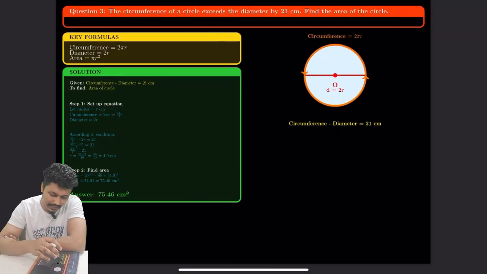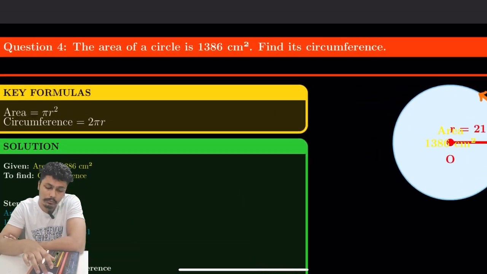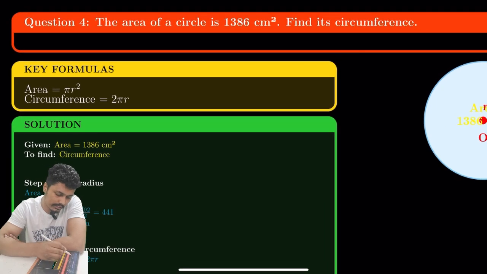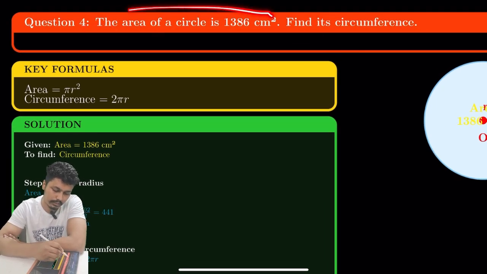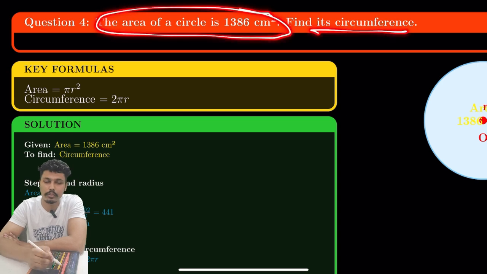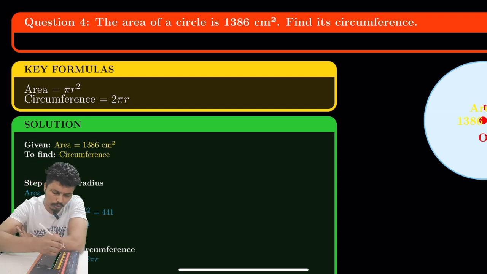Let's go next. Next question is question number 4. What does the question say? Find the area of a circle. The area of a circle is given. We need to find out circumference. These are very easy. This is not difficult. You just need to know the formula.